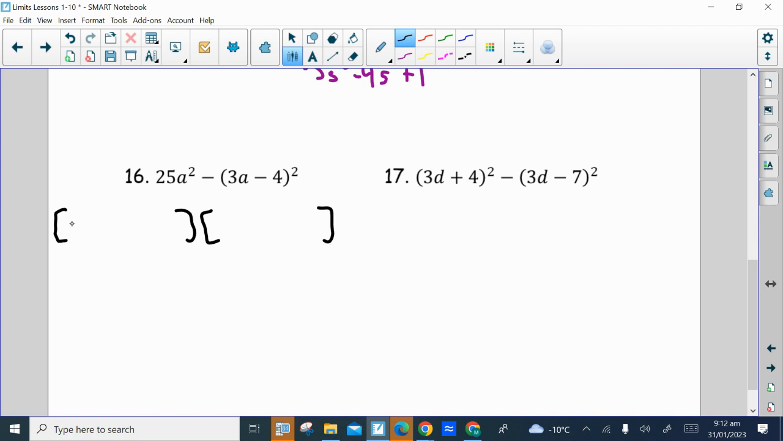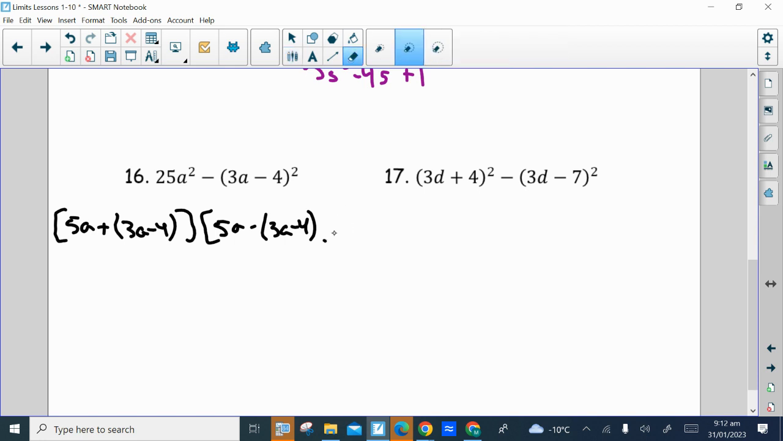The square root of 25a squared is 5a. The square root of 3a take away 4 all squared is 3a take away 4. One's a plus, and that's no problem, but the second one is a minus. And notice I'm putting the 3a take away 4 in brackets, and a minus sign in front of the bracket changes all the signs inside. So that's what I'm talking about when I'm saying we need to be careful with the signs here.